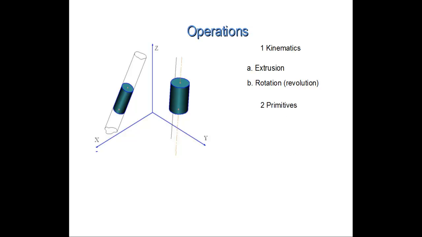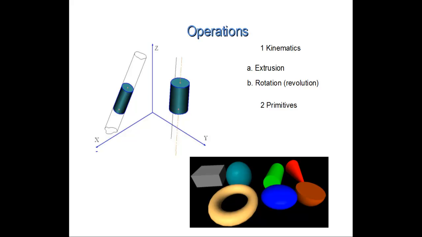Second, the library of primitives. The primitives are very simple geometric objects with a number of geometric parameters. The primitives library contains such objects as sphere, parallelepiped, prism, cone, torus, and many others.